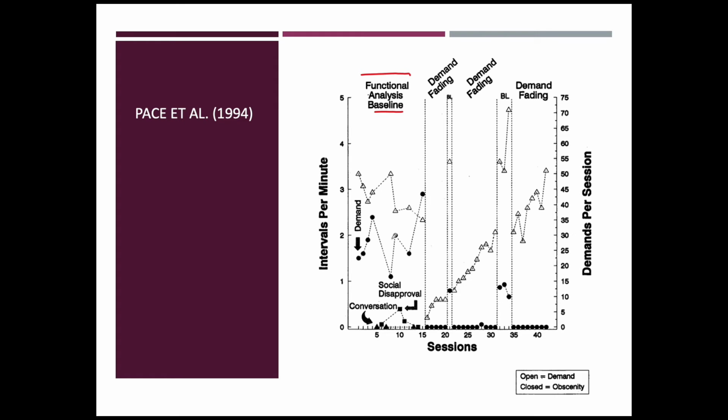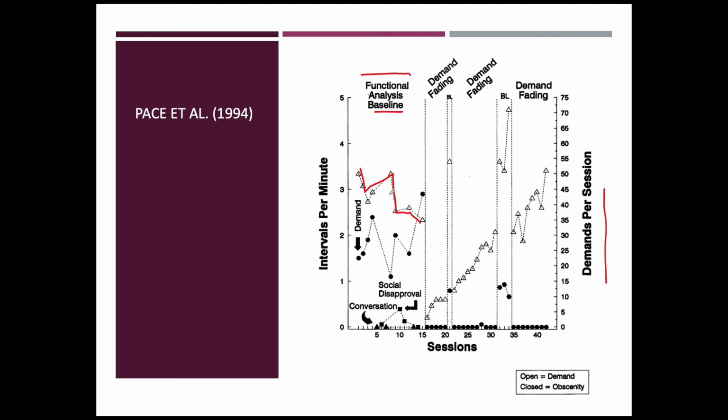So in the FA, we see that problem behavior occurs exclusively in the demand condition. Now, another thing they recorded here is the number of demands delivered, and that is this data path here, which is plotted on the secondary y-axis. They did that because of the research question. So we see that when there's a lot of demands being delivered and escape is available, problem behavior occurs. So how can we eliminate the problem behavior by way of an antecedent intervention?